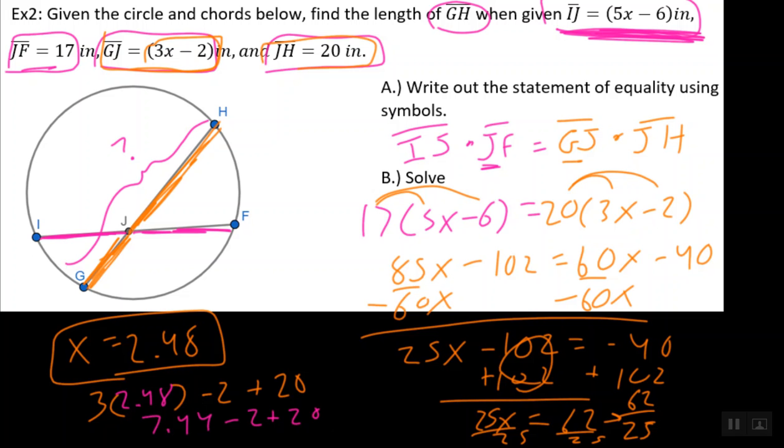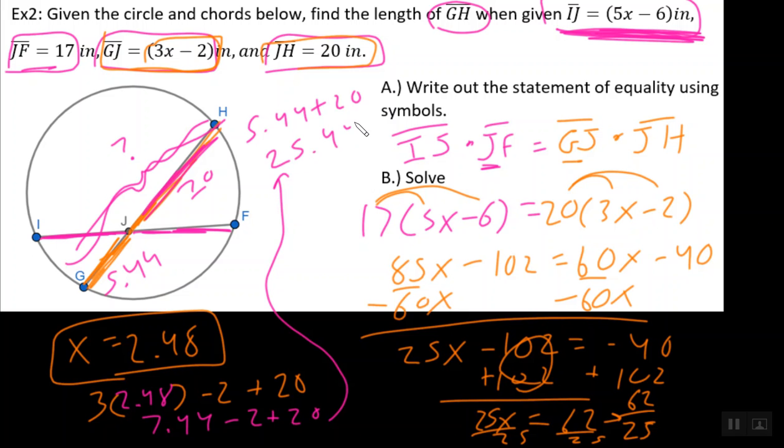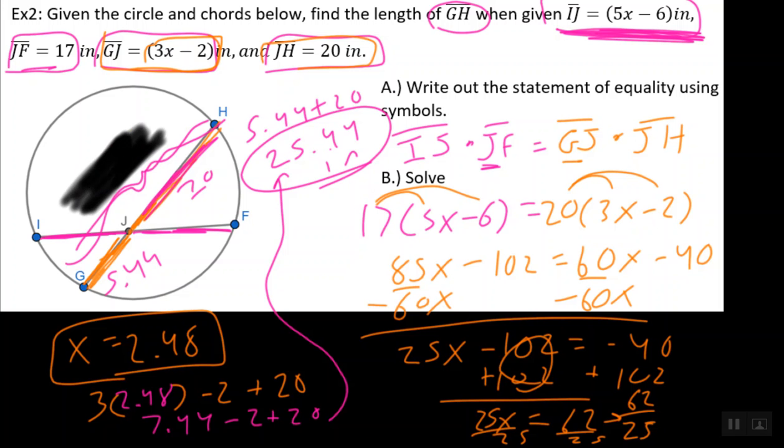Now 7.44 minus 2 is 5.44, let's bring this up here. That's going to be 5.44 plus 20. So remember, JH, this was 20, and we're saying, hey, this part is 5.44. And to get that whole thing, we add them and we get 25.44 inches long for GH. Or, to put it right here, we would say that that whole line has a length of 25.44 inches.